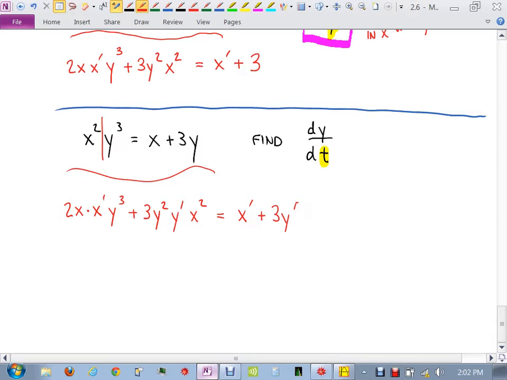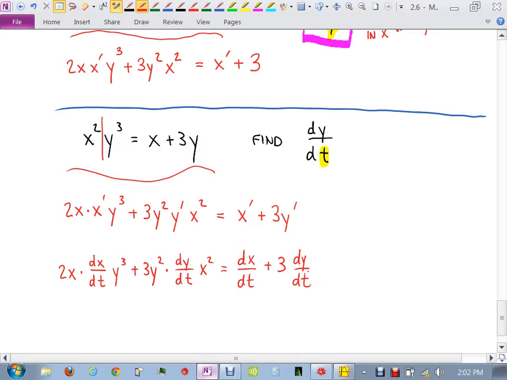Now that's acceptable, but when you write it like that with prime, you're not telling me what the independent variable is. So the preferred way to write this answer would be 2x dx/dt y cubed plus 3y squared dy/dt x squared equals dx/dt plus 3 dy/dt.